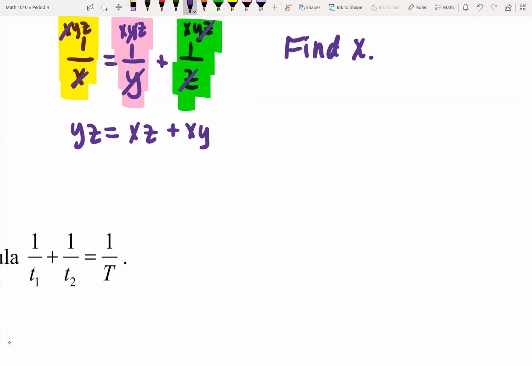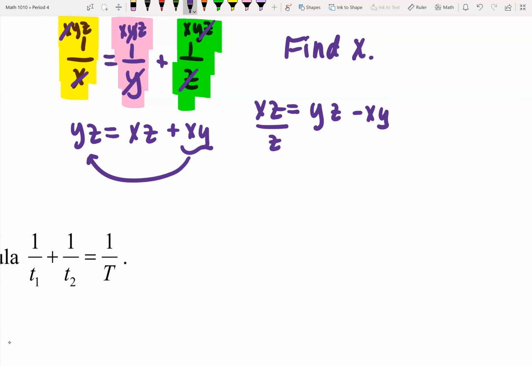I'm trying to solve for x. I'm going to take this guy and pull him that way. So now I have xz equals yz minus xy. I want to solve for x, so I want to get rid of the z. So I solve by dividing by z. So I have x equals yz minus xy over z.